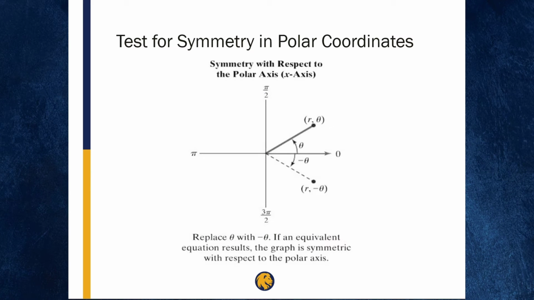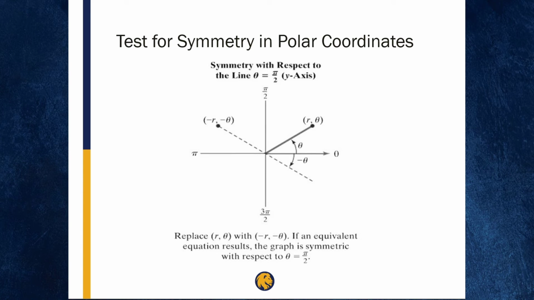And the polar axis symmetry, which would correspond in rectangular form to x-axis symmetry, we can determine this by replacing theta with negative theta. If an equivalent equation results, then the graph is symmetric with respect to the polar axis.